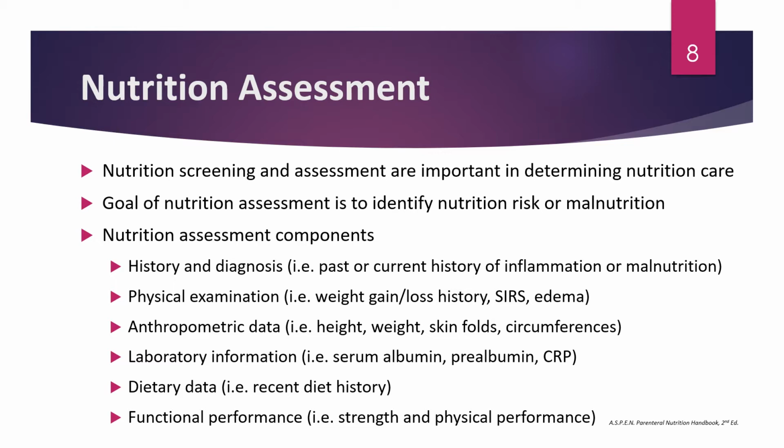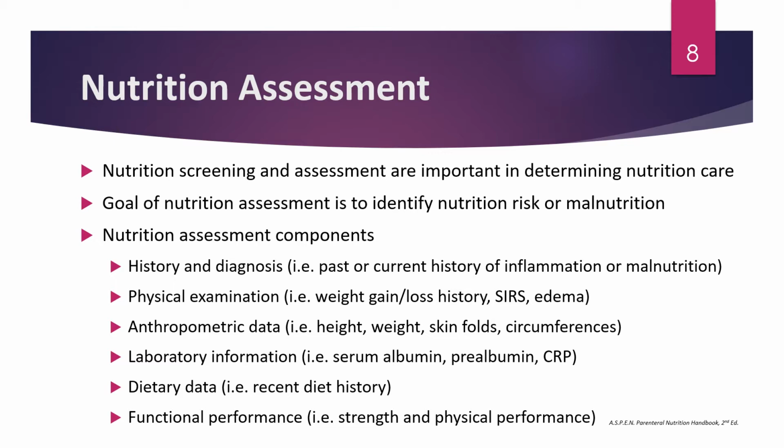We might have laboratory information that might be important, as we mentioned before: serum albumin, prealbumin, and CRP. Dietary data: if patients haven't been eating recently, they may be more at risk for a diagnosis of malnutrition. Alternatively, patients may have been eating very much prior to a stay in the hospital or to a clinic visit. So we have to take that into account as well whenever we determine how much feeding we're going to feed a patient. We also want to take into account functional performance.